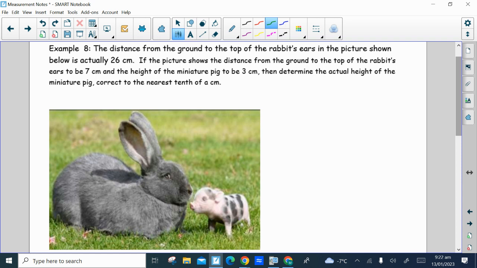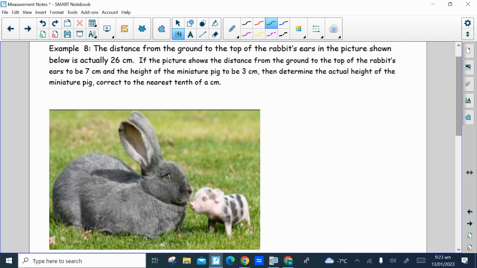Example 8, the distance from the ground to the top of the rabbit ears in the picture shown is actually 26 centimeters. So that's the actual height of the rabbit. But in the picture, it's 7 centimeters. And the height of the miniature pig is 3 centimeters. What is the actual height of the miniature pig?